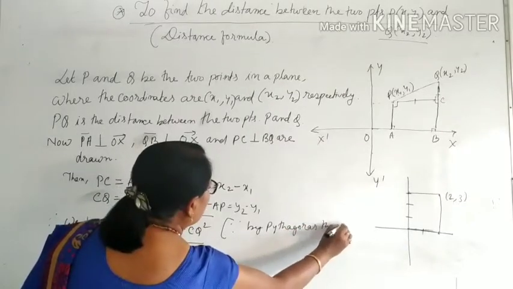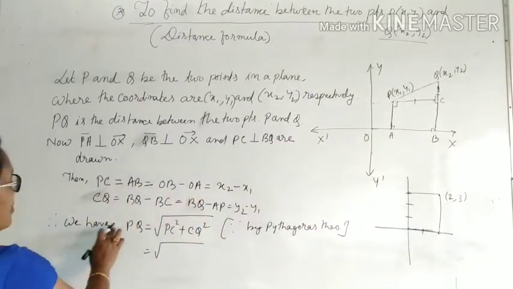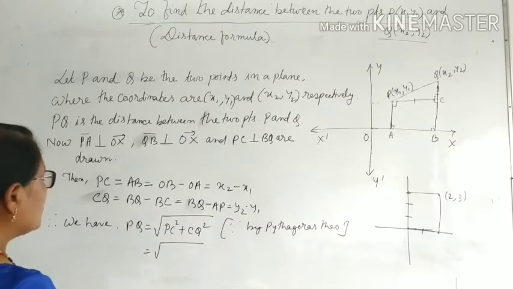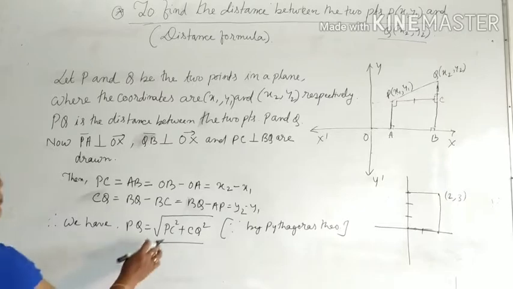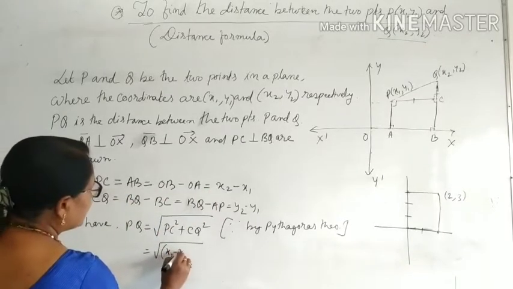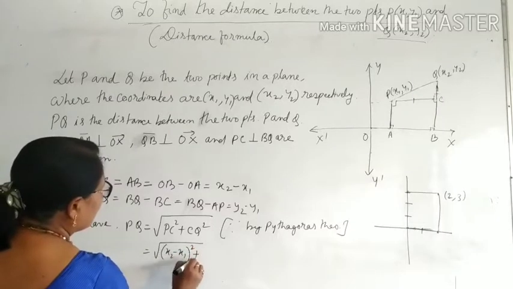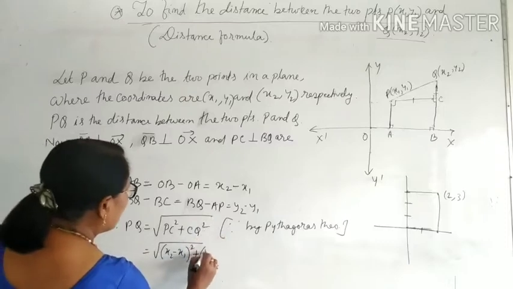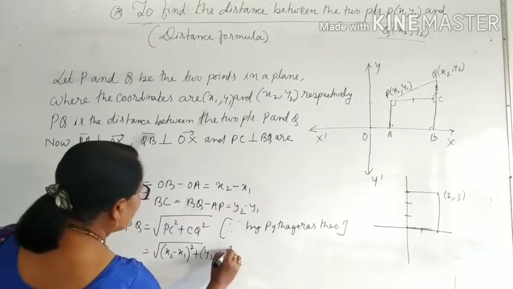By Pythagoras theorem, we get the hypotenuse here. PQ squared is given by the x-coordinate substitution: x2 minus x1 whole square, plus y2 minus y1 whole square.